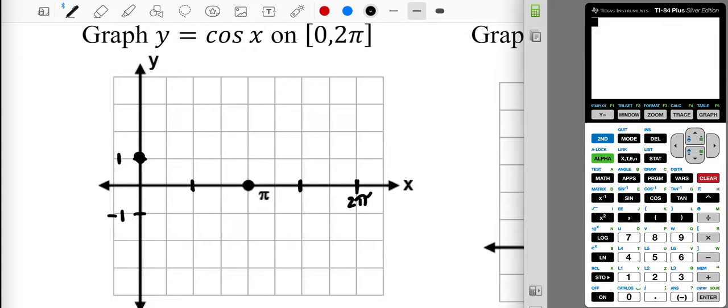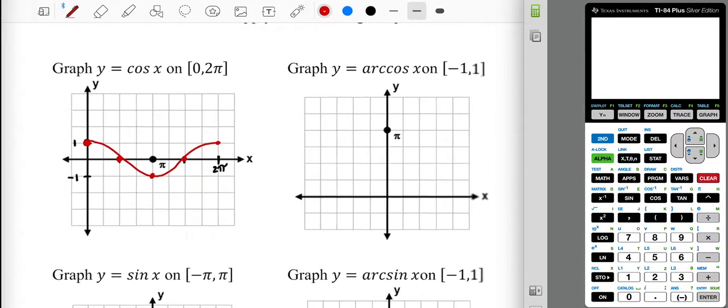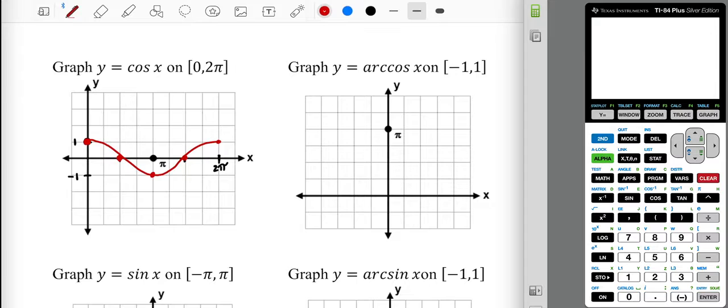So I'll do this in red. A quarter of the way we get to the midline, then the minimum, then back to the midline, and then back to the max. And this is one period of the cosine wave. What we want to do is graph the arc cosine. Alright, so that would be the inverse or arc cosine of x on the interval of -1 to 1.